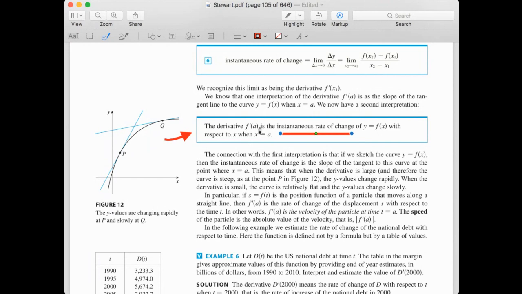So the derivative f prime of a is the instantaneous rate of change of y equals f of x with respect to x when x equals a. Just remember, the derivative of a function is the instantaneous rate of change. That's it. It works for any kind of function.